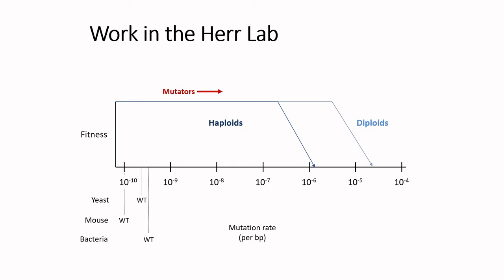So we want to look at the fitness of different kinds of yeast. For instance, we have mutators that we've engineered that are haploids, which means that they only have one allele, or we have diploids that have two alleles. And so what we're able to do is figure out haploids have a mutation burden of around 10 to the minus 6 mutations per base pair, whereas diploids actually have a higher threshold because they potentially have two alleles.